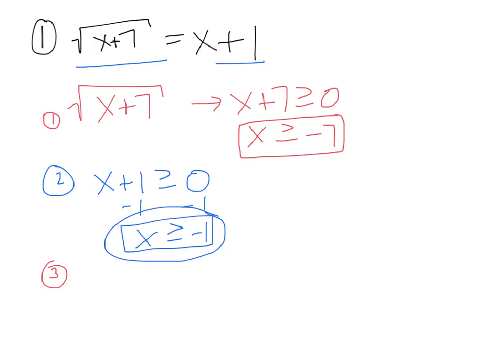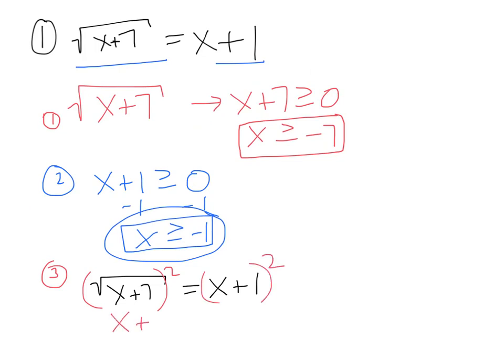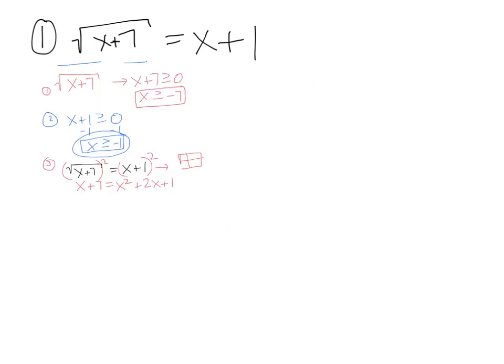So for number 3, we want to undo the radical. So we're going to go back to the original equation. I'll actually just rewrite it here. So the square root of x plus 7 is equal to x plus 1. In order to undo this, I'm going to square it. So when I square both sides, I'm going to get x plus 7 is equal to, and you can use a box for this if you're not sure how to square that, x squared plus 2x plus 1. So I'm just making that a little bit shorter.